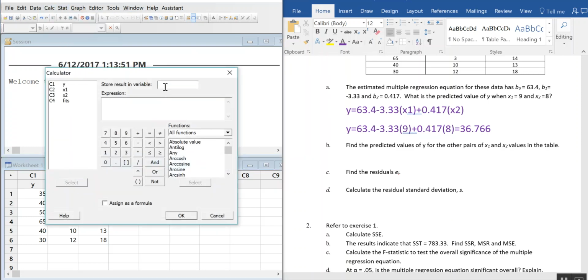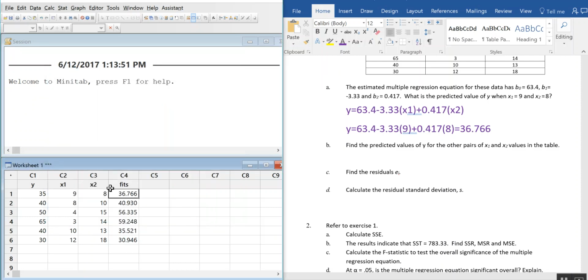And I'm going to tell this to store my values in fits. And then the expression I want to store is the line. So I want to do 63.4 minus 3.33 times x1 plus 0.417 times x2. I'm typing these numbers in case you're seeing me not press the buttons. And this will produce the fits for me in that column. Let's go ahead and hit OK. And there are the values. Notice the first one matches what I got up here, so that confirms for us that we've got this in correctly.